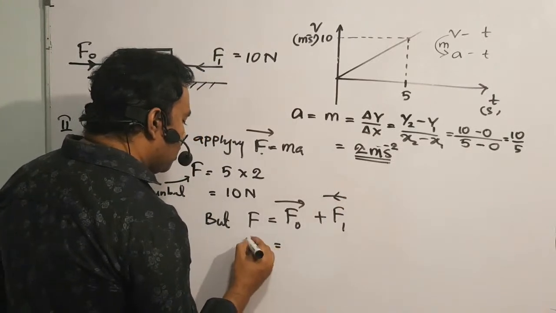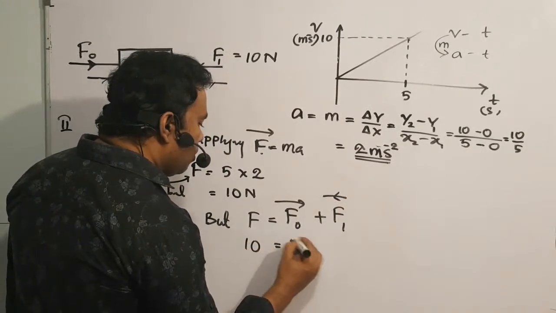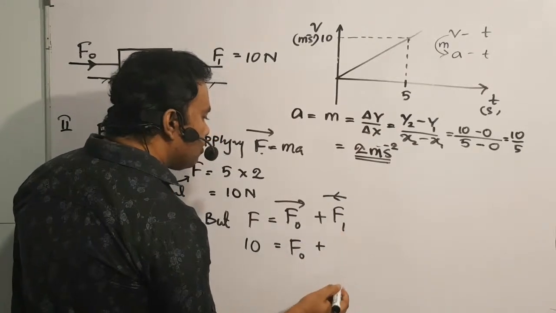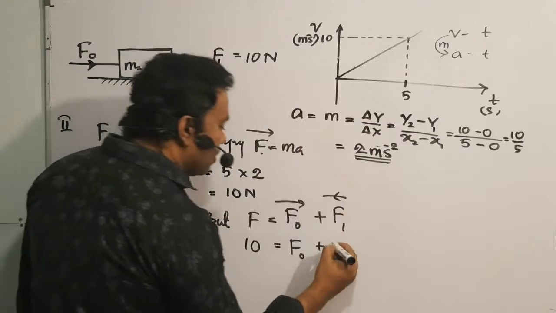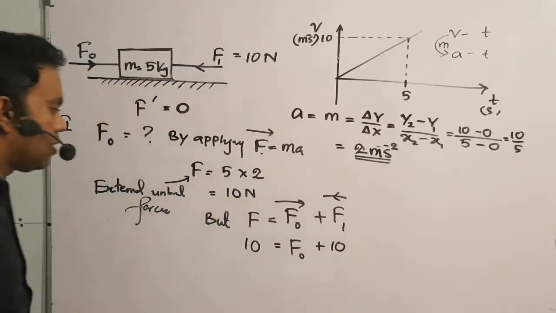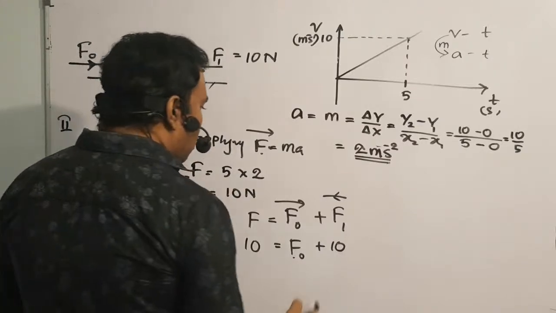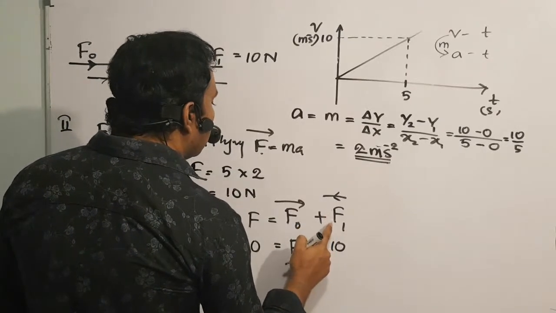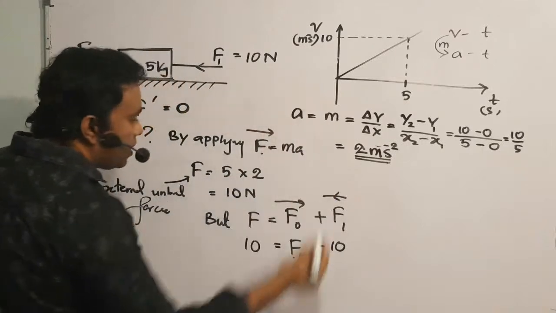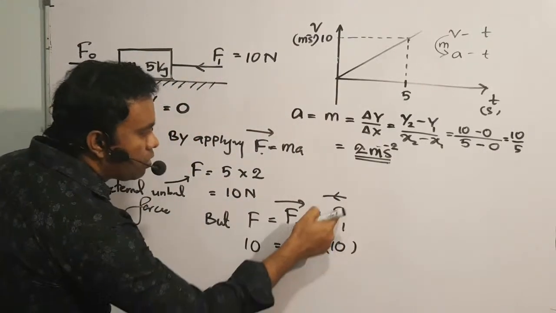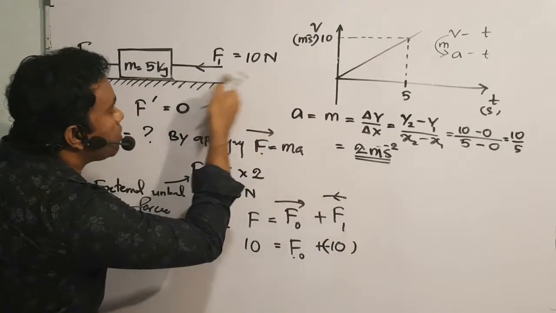F is 10 newtons. F naught is to be calculated. F1 has been given as 10. Therefore, make F naught the subject. F1 here is 10, in the opposite direction. Therefore, you have to put minus F1. Look at this, opposite direction.